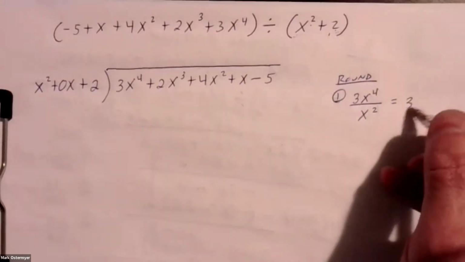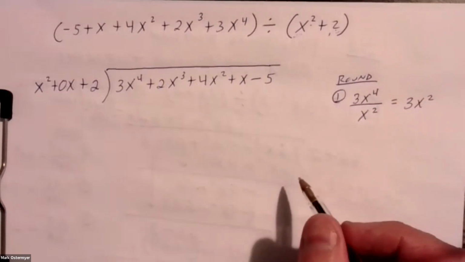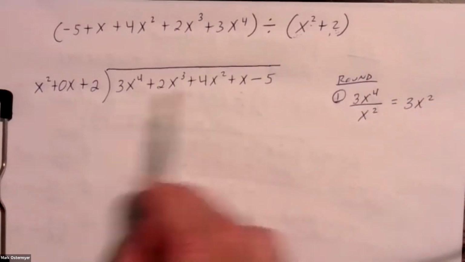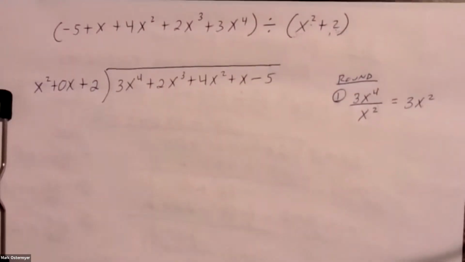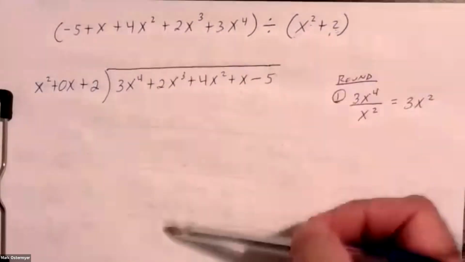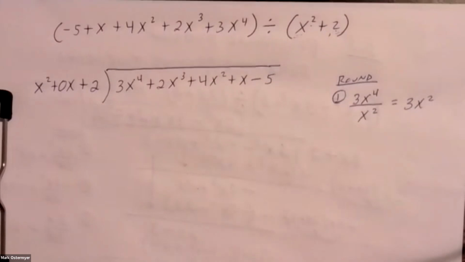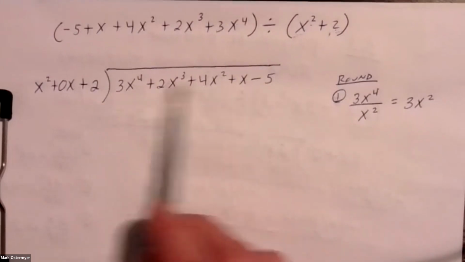This reduces it down to 3x squared. So 3x squared is the first term in your quotient. And above what term do I put my 3x squared? Notice we like to keep like terms lined up in columns when we do this long division here. So where would I put the 3x squared above what term in my dividend here? The 4x squared. Right above this guy, okay?